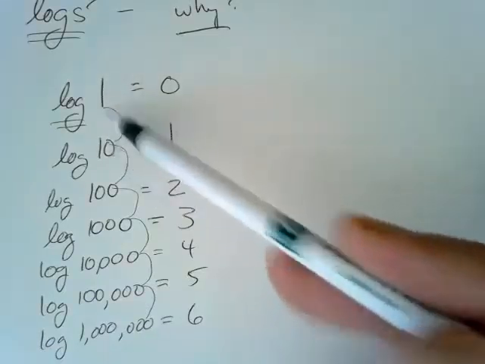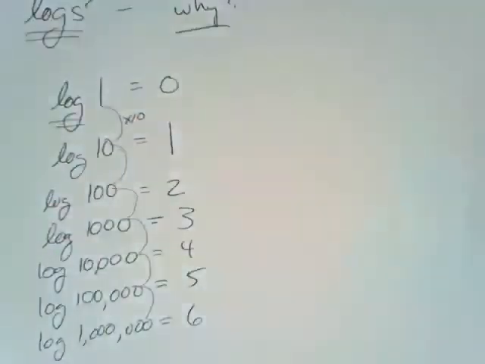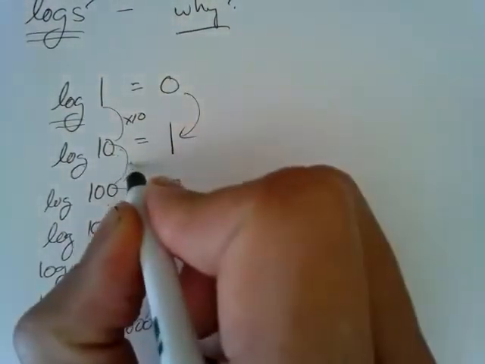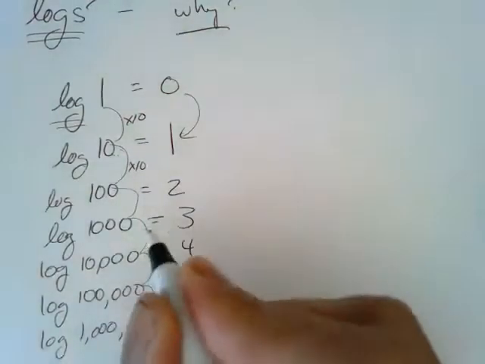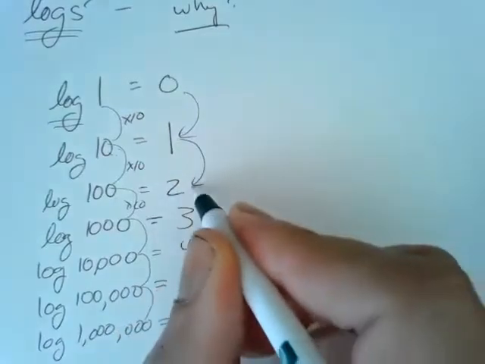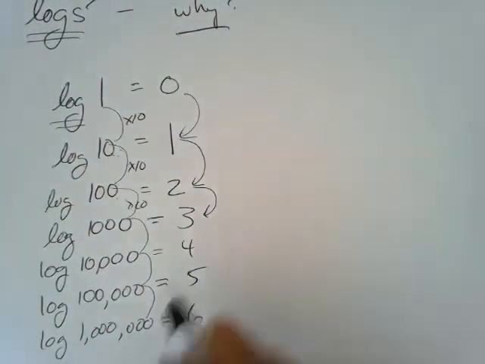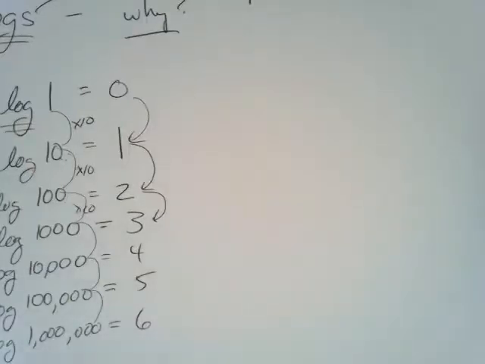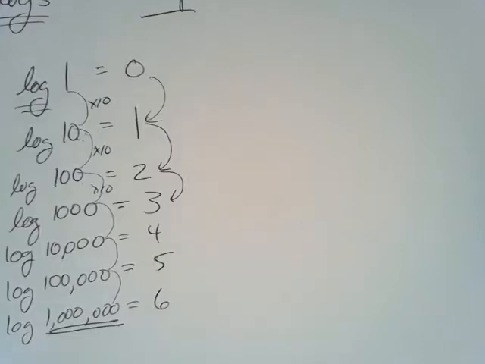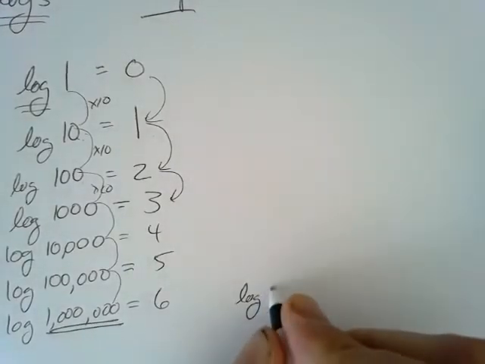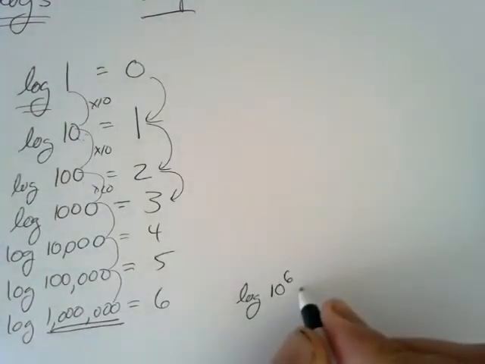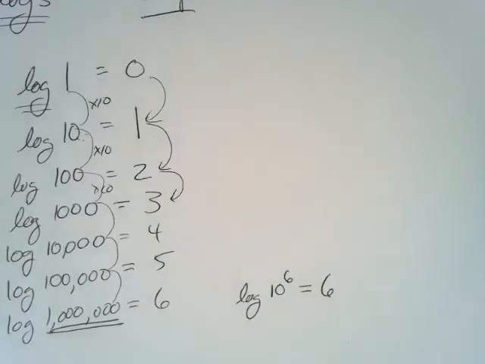So when we go from 1 to 10, we've multiplied by 10. We go up 1 log unit. We've multiplied 10 by 10 to get 100. We've multiplied 100 by 10 to get 1,000. And in each case, we've gone up by 1 log unit, all the way up to 10 to the 6th. Now, in a previous video, we looked at scientific notation. We saw that we could write a million in a more simple form, and we could write a million as 10 to the 6th. So we can also say log of 10 to the 6th is equal to 6.